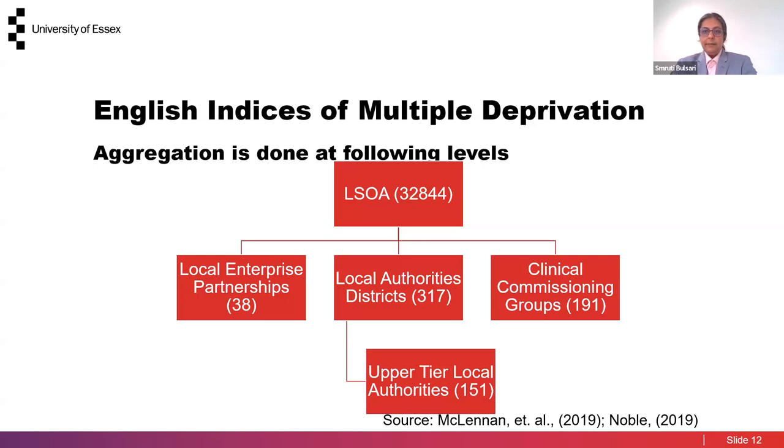As I mentioned earlier, these indices are estimated at the LSOA level. There are 32,844 LSOAs across England. There are 38 local enterprise partnerships, 317 local authority districts, 191 clinical commissioning groups. So the indices or scores calculated for LSOAs are then aggregated to local enterprise partnerships, local authority districts, and clinical commissioning groups. And the ones computed for local authority districts are further aggregated to get the estimates for the upper tier local authorities.